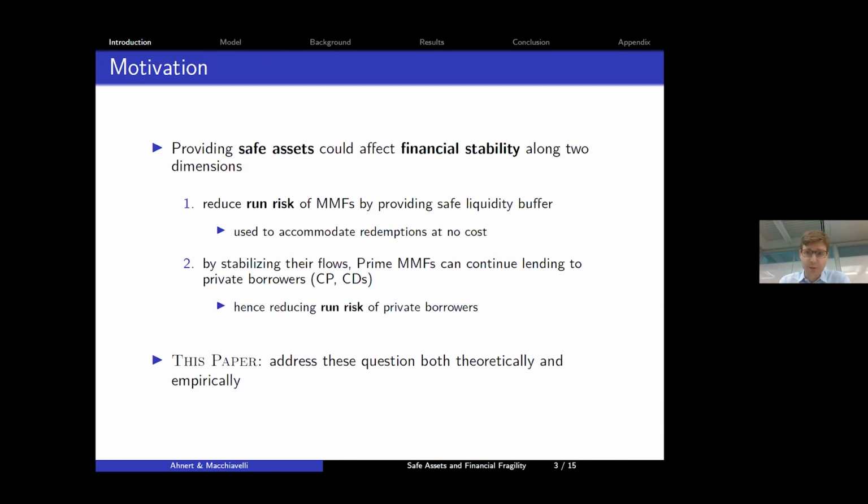As I mentioned before, these money funds lend to the real economy, for example, via commercial paper or certificates of deposit. So to the extent that the stability of the money funds is improved, this will also mean that the lending to the real economy, to private borrowers, is stabilized. So we would expect to see an improvement in financial stability also in this separate market of lending to the real economy. So the objective of this paper is to study these issues both theoretically and empirically.